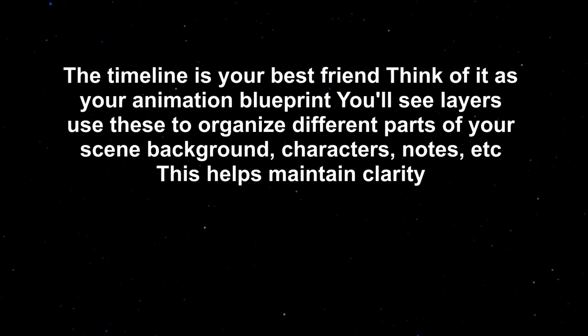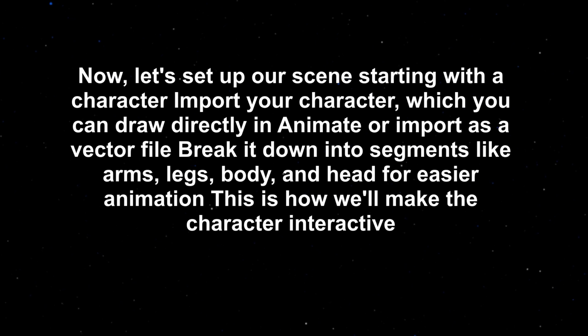You'll see layers. Use these to organize different parts of your scene: background, characters, notes, etc. This helps maintain clarity. Now, let's set up our scene starting with a character. Import your character, which you can draw directly in Animate or import as a vector file. Break it down into segments like arms, legs, body, and head for easier animation. This is how we'll make the character interactive.